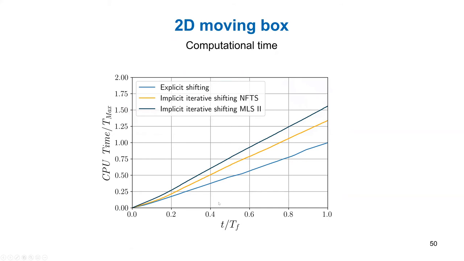Again, if we check the computational cost for this second application, we can see that yes, the IIPS is more expensive than the explicit shifting, but not substantially. We are adding 70 percent maximum, or a little bit less, to the computational cost of your numerical scheme.